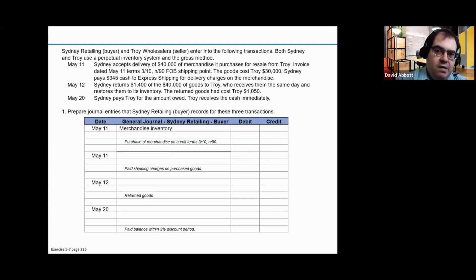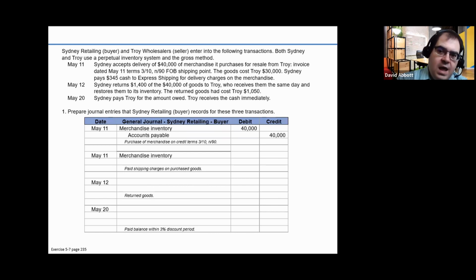So let's look at this first part. And again, we're talking about Sydney Retailing, which is the buyer. So for them, they would debit merchandise inventory 40,000 because we're increasing their inventory, and then they would credit the accounts payable 40,000 because they have a liability. Okay, so we took care of that. So that's the amount for the merchandise.